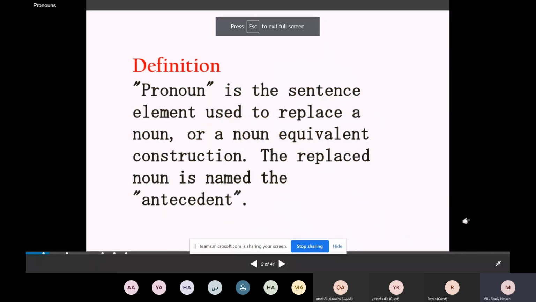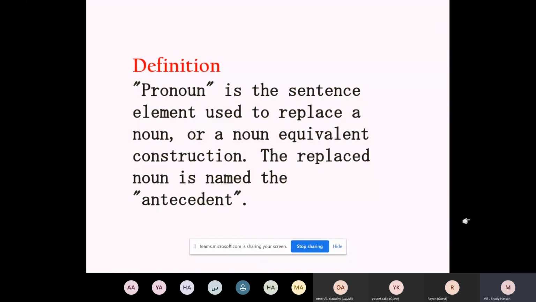So, a pronoun is the sentence element used to replace a noun or a noun equivalent construction. The replaced noun is named the antecedent. What is the antecedent? It's the noun which the pronoun refers to. We call it antecedent. And please don't pronounce this word differently. Let it be antecedent. Okay?